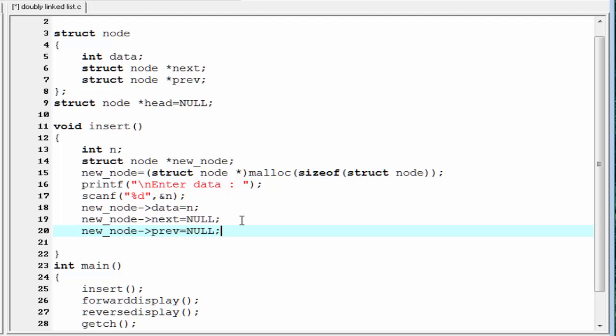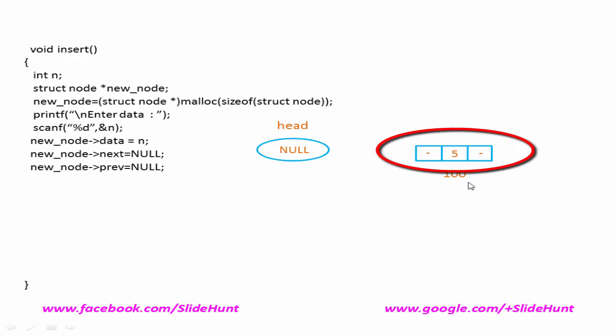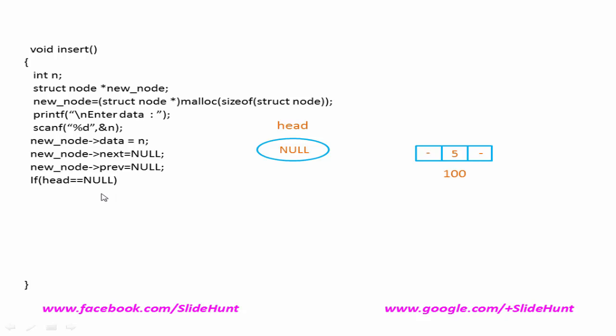So the node is created. Our next task is to insert the node in the list. Let's see how to do it. First we talk about a special case when head equal to null. Suppose this is an empty list and we want to insert this node here. First I am going to check the condition if head equal to null. If this condition is true, then we give here the address of new_node. So now head contains 100 and we can write it as head = new_node.